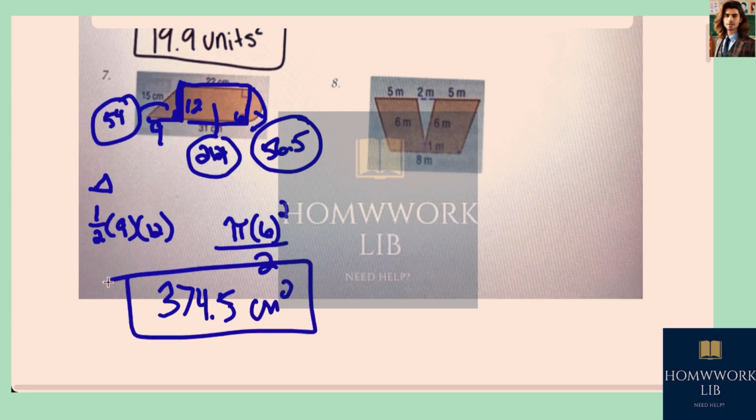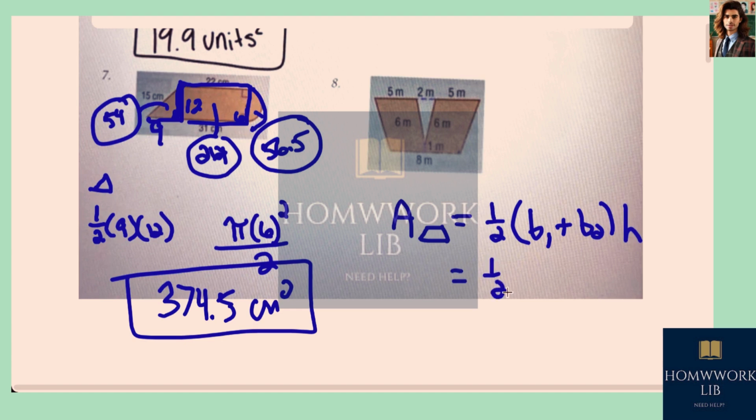And in number 8, think of it as a trapezoid subtracting a triangle. The area of a trapezoid is 1/2 times the sum of its bases times the height. The two bases of the trapezoid are 12 and 8. But we still have to find the height, which, think of this as a right triangle.